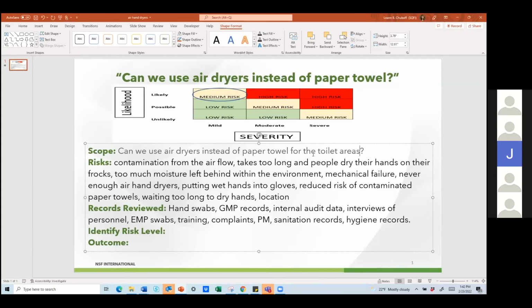So I've seen them used in production areas in multiple facilities as an alternative. And I mean, to me, our first risk is more focused on hand washing and not the drying part, the contamination in the air, what we're blowing into the air. If we're washing our hands improperly, that's where the risk can come from. But I've seen air dryers in numerous production facilities in the production area as you enter.